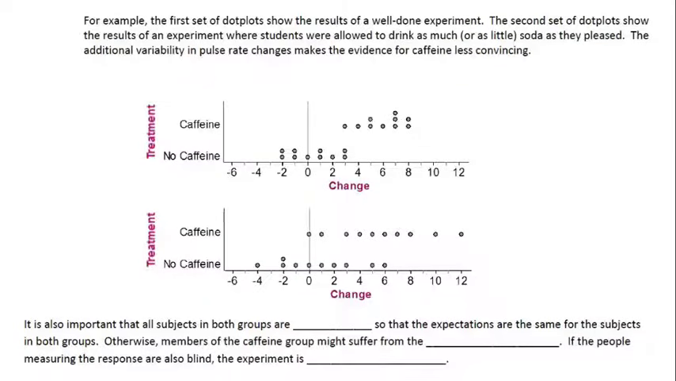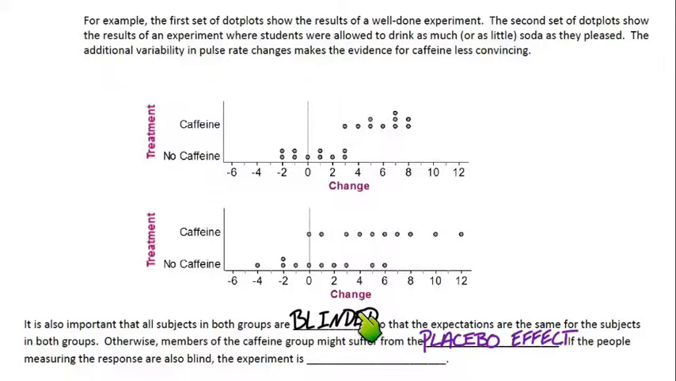Okay, component piece at the bottom here. It's also important that all subjects in both groups are blinded. I'm not talking about physically blinded. I'm talking about experimental vocabulary blinded, which means that they don't know what treatment they received. Otherwise, they might be subject to the placebo effect.